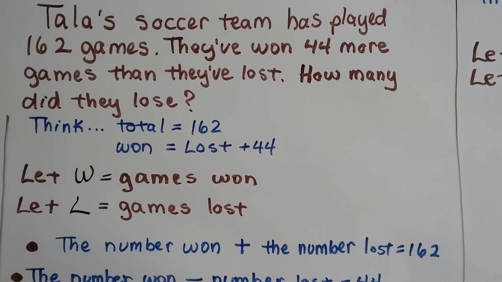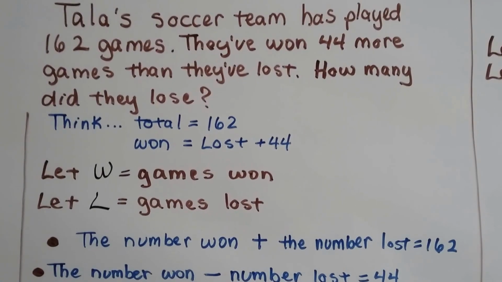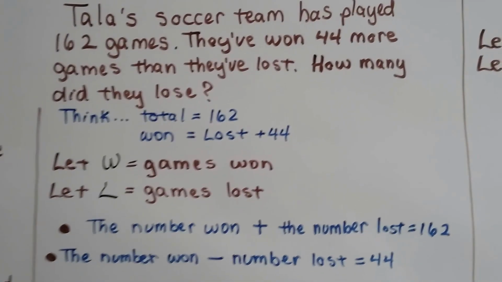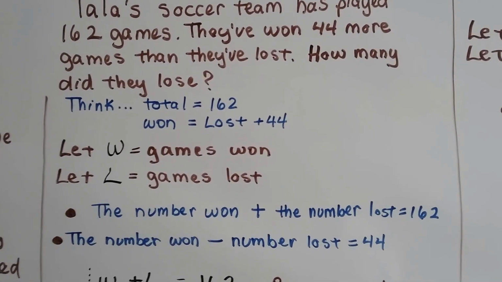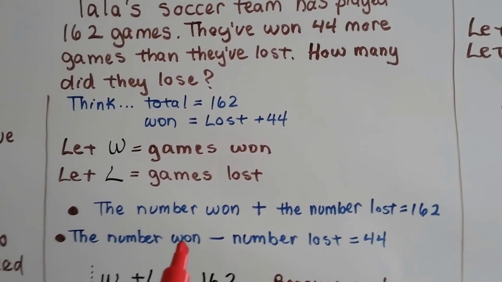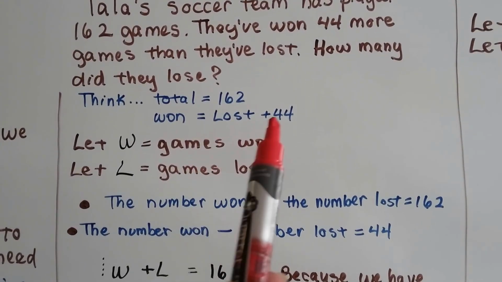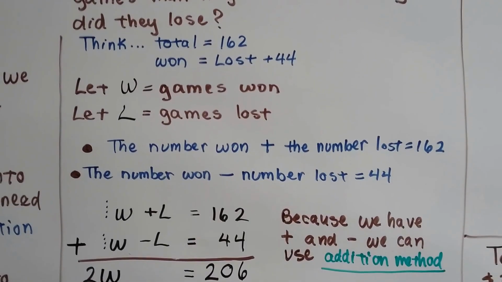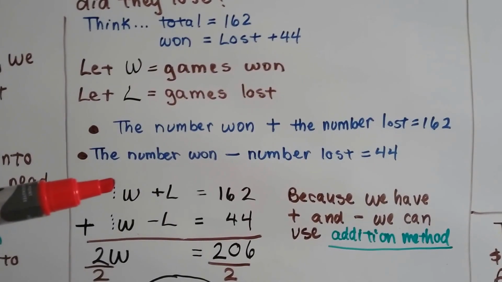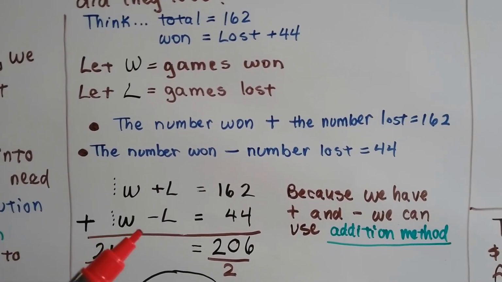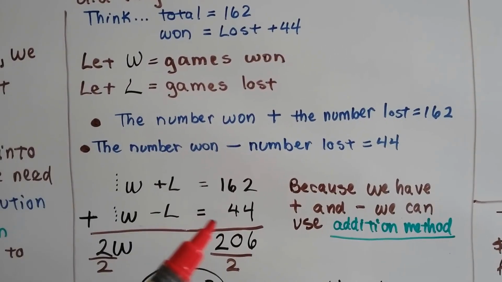So let's set our variables for W for won and L for lost. That way we can keep track of it better than an X and a Y. So we've got the number that they won plus the number lost is 162. And we know that the number that they won minus how many they lost is equal to 44. So our two equations are W plus L, for won plus lost, the total is 162, and the amount of games they won minus the losses of L is going to equal 44.